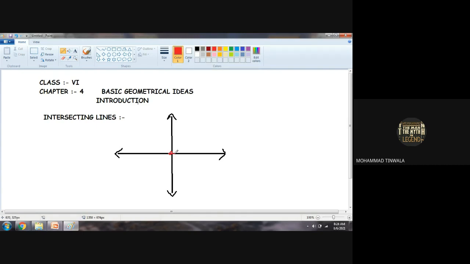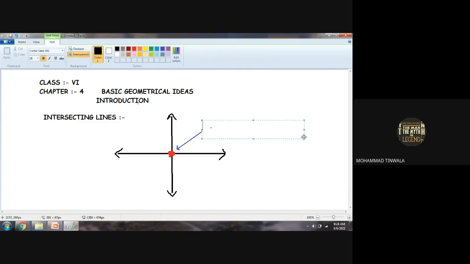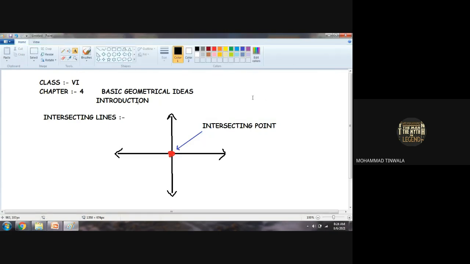Where both the lines are intersecting, this point is said to be intersecting point. This is said to be intersecting point. The line where the two lines get intersected, that point is said to be intersecting point.